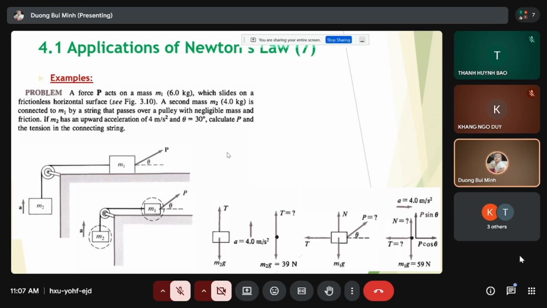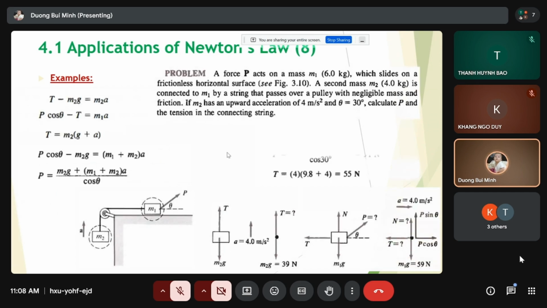B times 10. X is how many? X is 4. And then you can get B, right? B equals 40 plus 4 times 9.8 divided by cosine 30. And then you can get the answer very quickly. Here we get 91.